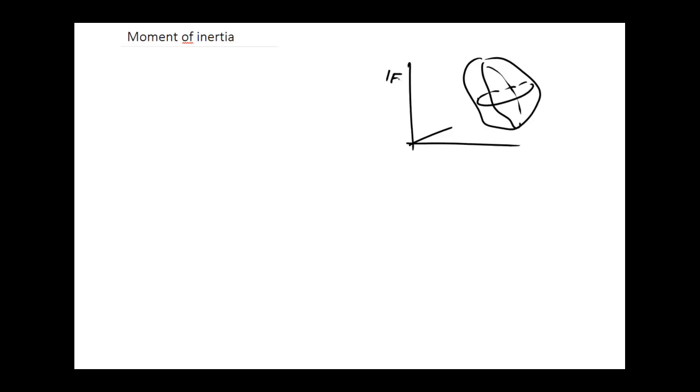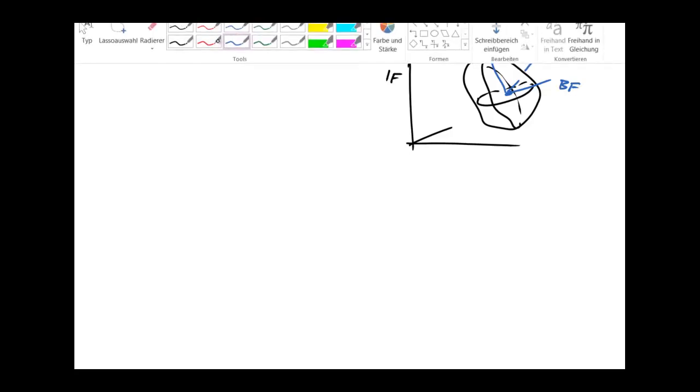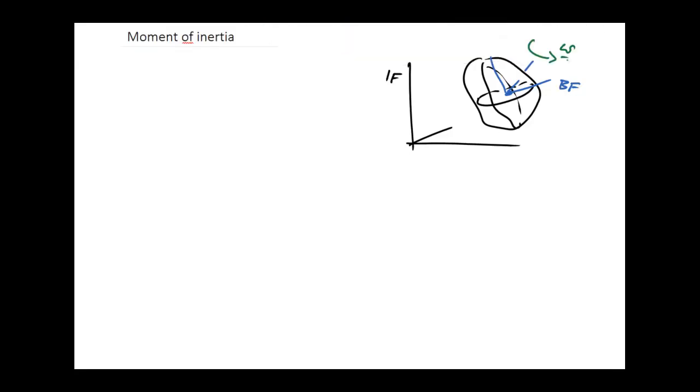This here denotes the inertial frame. Then somewhere here we have our body fixed frame, and let's say the body fixed frame rotates with respect to the inertial frame with some angular velocity vector omega. Let's now pick a point, one of the mass points of which the rigid body consists.